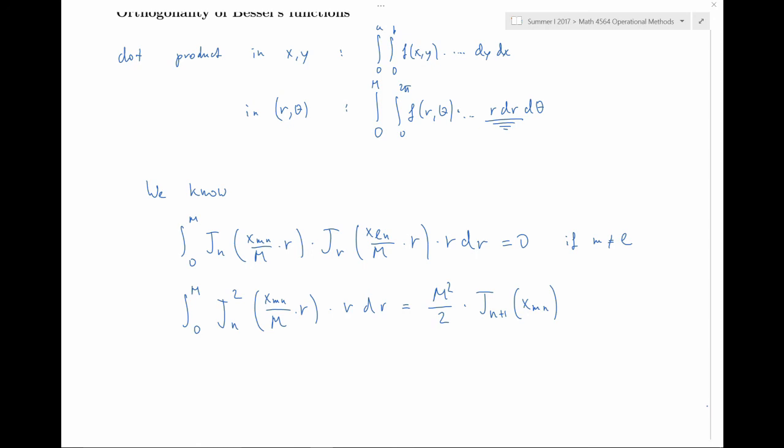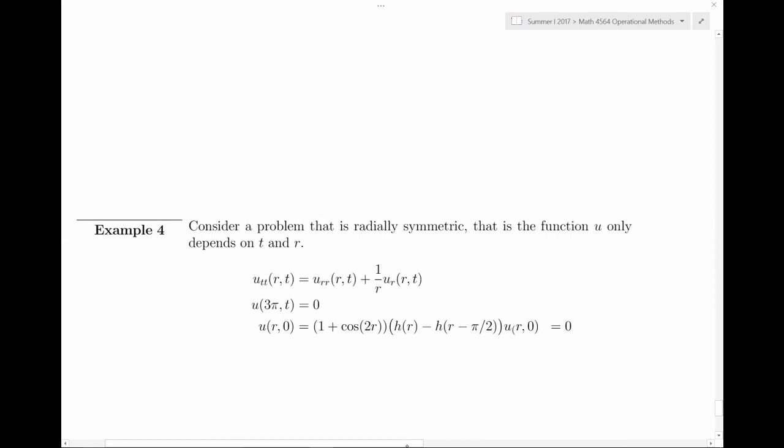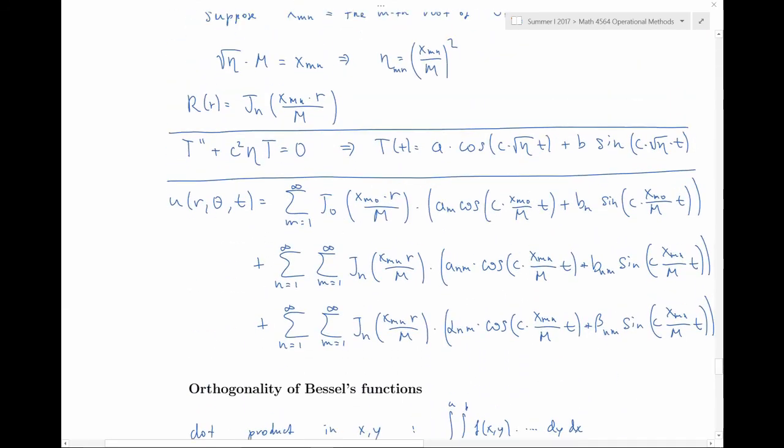So what I'm going to do is consider a much simpler problem where things are symmetric around the center. So I don't have a dependence on theta, I only have the dependence on r and t. So if the dependence on theta disappears, then u_theta theta disappears and my function is a product of just R of r and T of t, and I will only have to deal with the first expression right here.